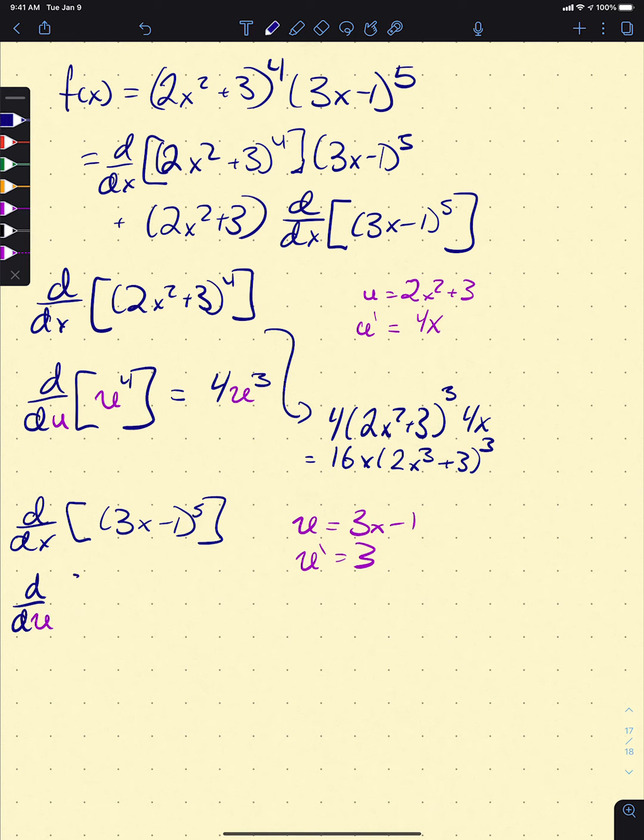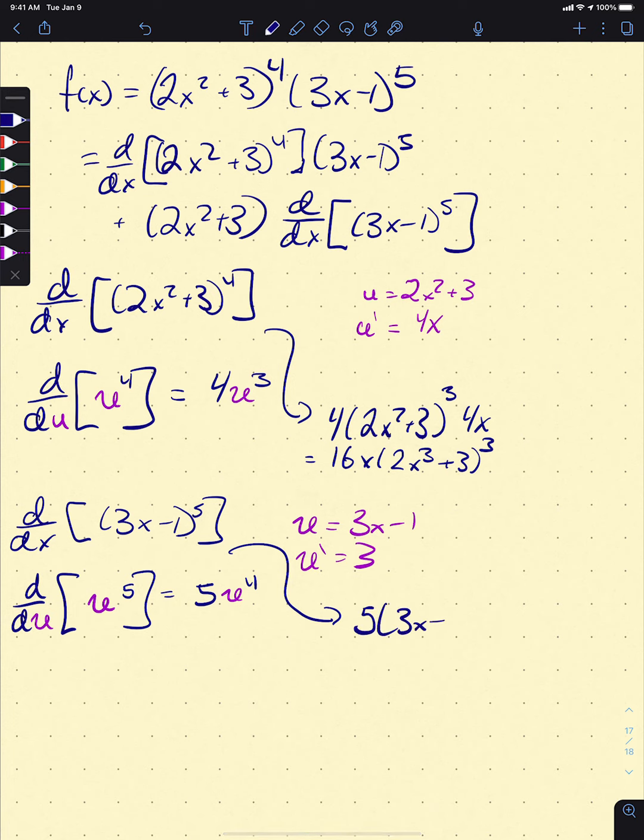d du, in our argument here, we're just going to have u to the fifth, right? And that's going to come out to 5 times u to the fourth. So that means to find the derivative of my original function, we multiply this guy times this guy, and then substitute in our value of u, right? We're going to get 5, u is 3x minus 1 to the fourth times 3.